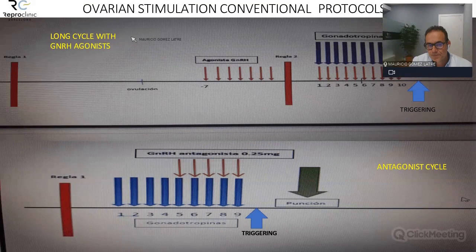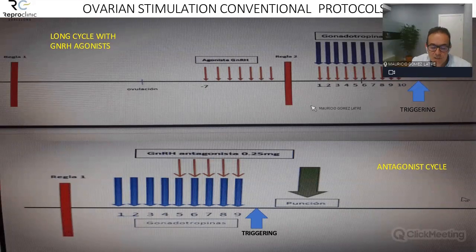Now let's talk about the ovarian stimulation conventional protocols. For a long time, and nowadays, it's been discussed which is the best ovarian stimulation protocol in order to collect more eggs. In this graph, you can see the main two, the long cycle with agonist or the antagonist cycle. The main aim of this medication is blocking the luteinizing hormone, for now LH, surge before the oocyte retrieval.